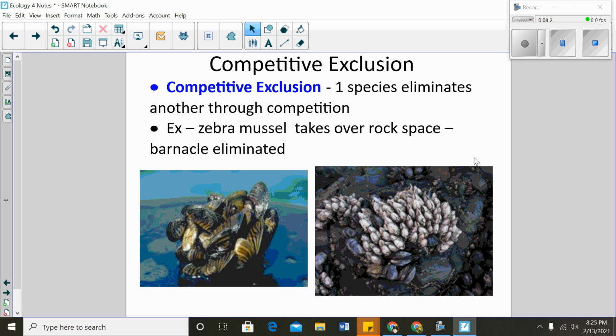All right, you also have competition. So here's what we call competitive exclusion. One species eliminates another simply through competition. So you've got a really neat example here. This is called a zebra mussel. You can tell by those stripes on there. It takes over rock space. So why is that such a big deal? Well, the zebra mussel is not the only thing that wants to live on a rock. You have barnacles. But if that zebra mussel comes in, where's the barnacle going to go? Well, it's not going to survive. So that's competitive exclusion. You eliminate your opponent just through competition. So the zebra mussel wanted that space. Bye-bye to the barnacle.